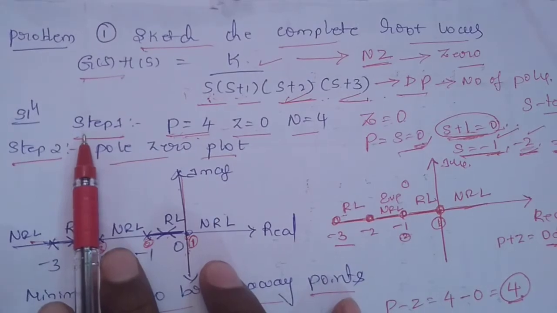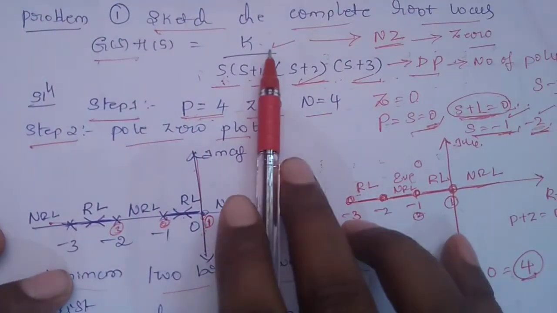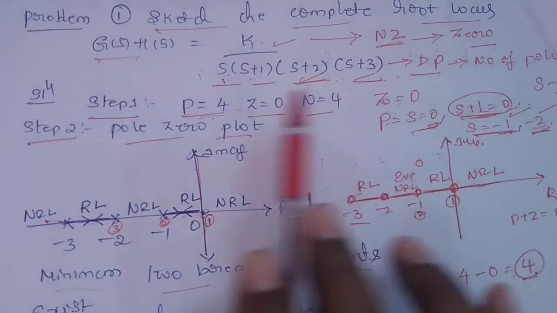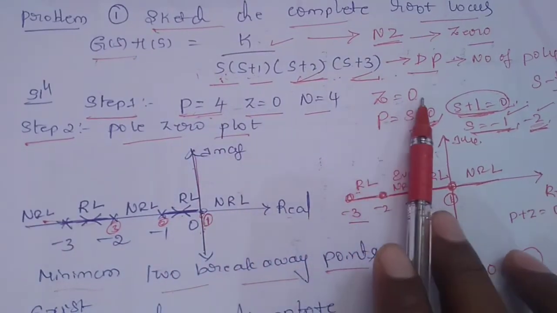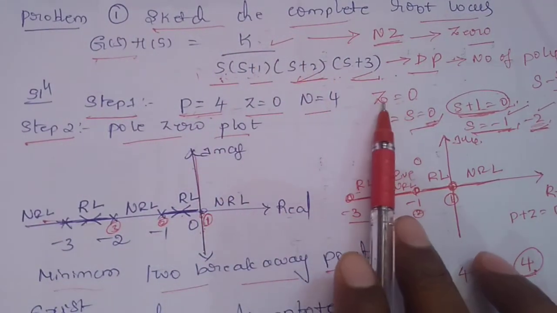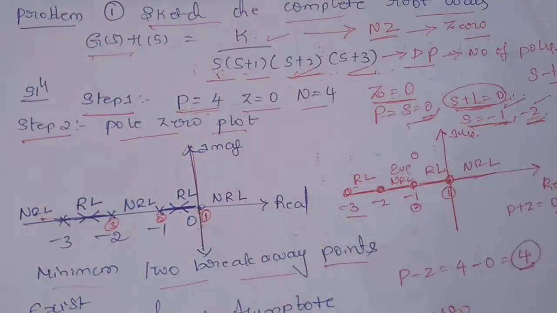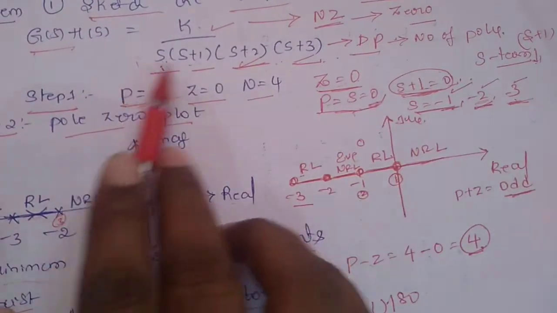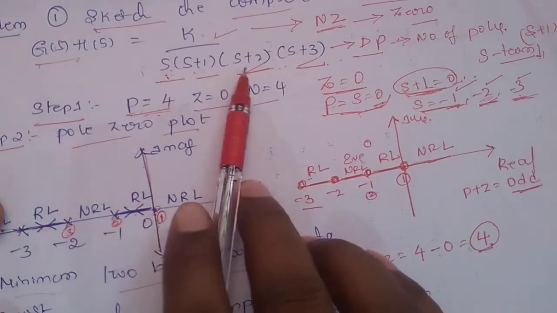As for the steps, step number 1, identify the poles and zeros. So all the zeros which are present in the numerator and all the poles which are present in the denominator. First, identify the zeros. From the numerator, there is no s coefficient, hence there are no zeros. Then you have to identify the poles. In the denominator, there are poles s into (s plus 1), (s plus 2) and (s plus 3).